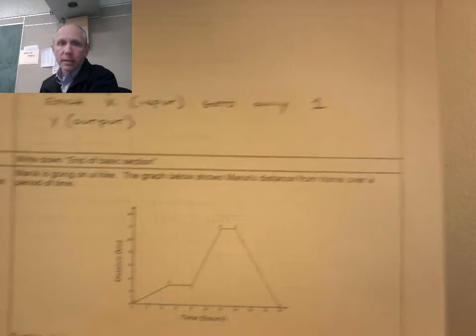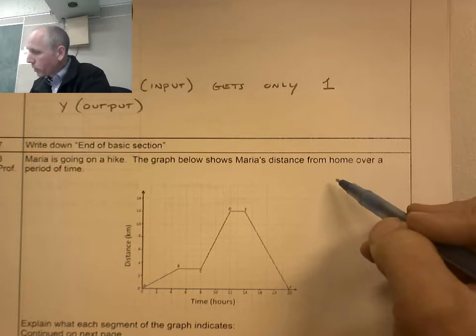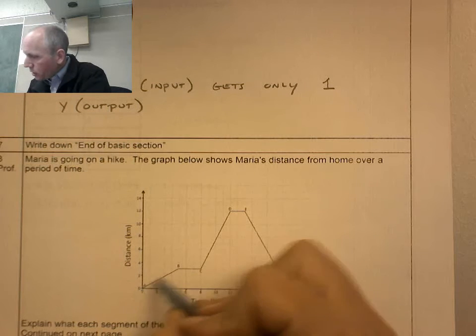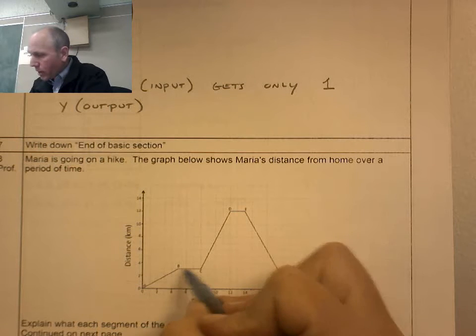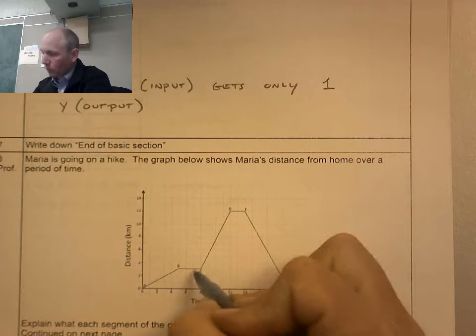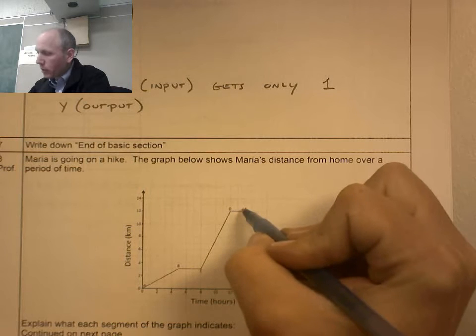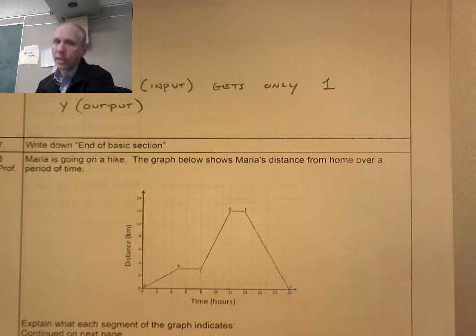Maria is going on a hike. The graph shows her distance from home over a period of time. Explain what each little piece means. Well, A to B means she's going away from home. Right here, the distance isn't changing, so she's just sitting around. Then she's going away from home, sitting around, and then coming home, back at home. That's what it means.